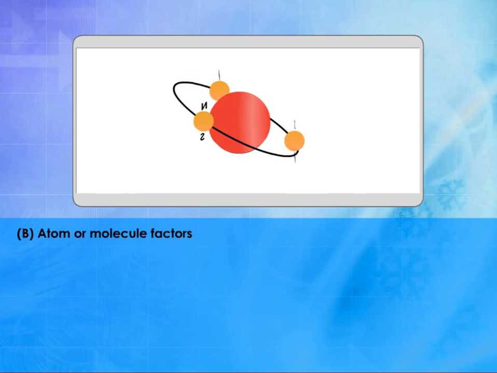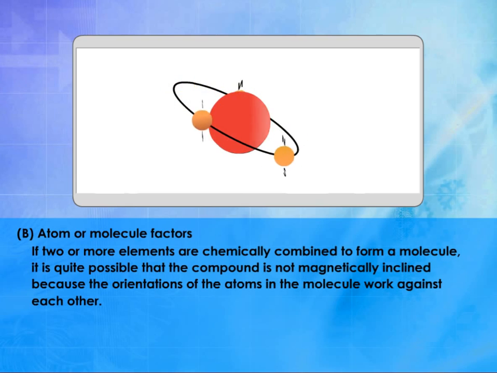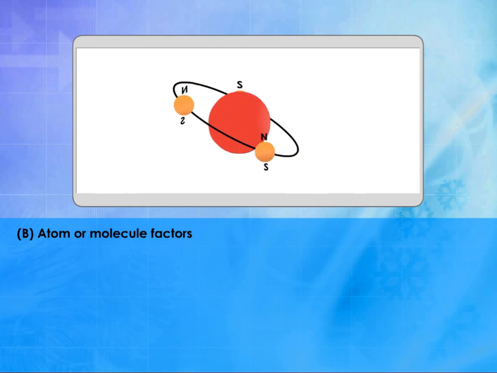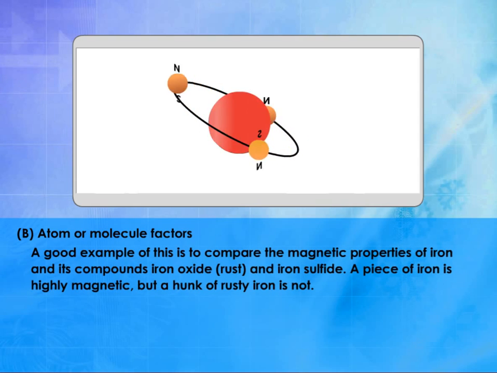Atom or molecule factors. If two or more elements are chemically combined to form a molecule, it is quite possible that the compound is not magnetically inclined, because the orientations of the atoms in the molecule work against each other. A good example of this is to compare the magnetic properties of iron and its compounds, iron oxide (rust) and iron sulfide. A piece of iron is highly magnetic, but a hunk of rusty iron is not.